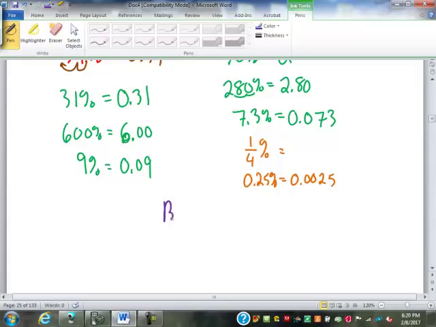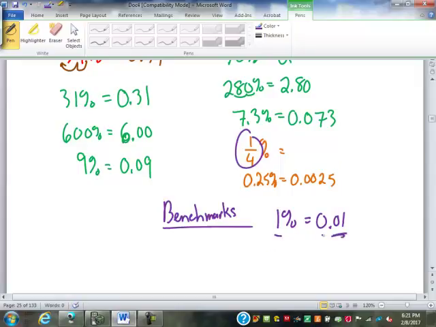I'm going to bring up a concept called benchmarks. When we looked at operations with whole numbers, I preached about estimating, having an idea of what the calculator is going to give you before you start. Benchmarks are that equivalent when it comes to percents. 1% we know is 0.01. That's a benchmark. 1/4 is definitely smaller than 1. So its decimal better be smaller than 0.01.